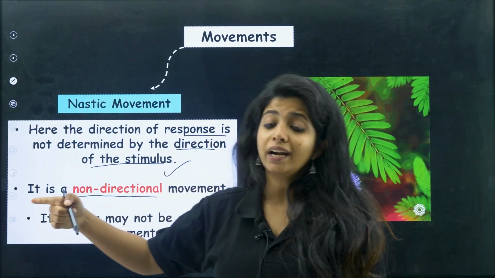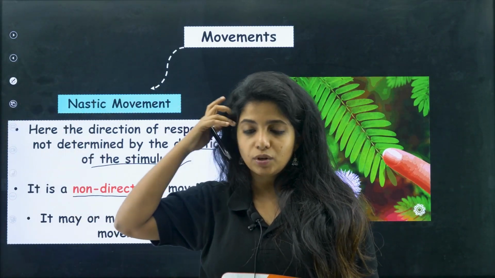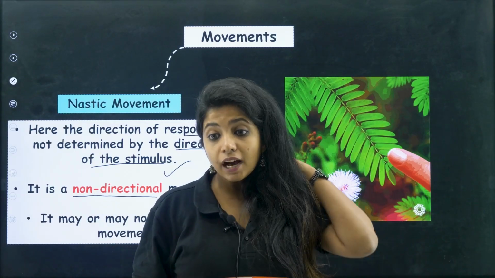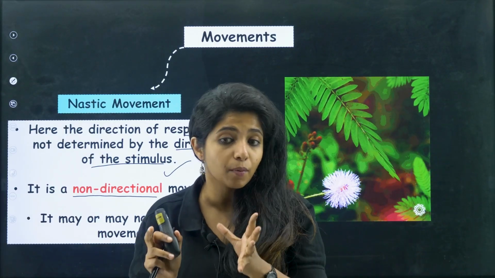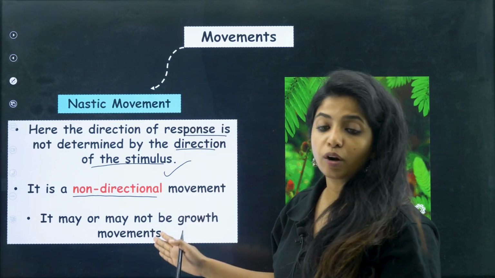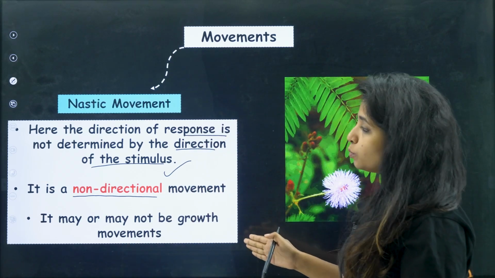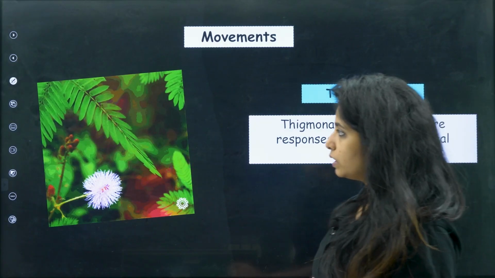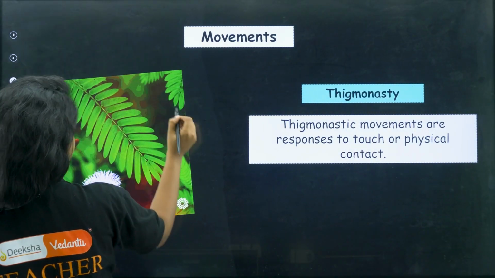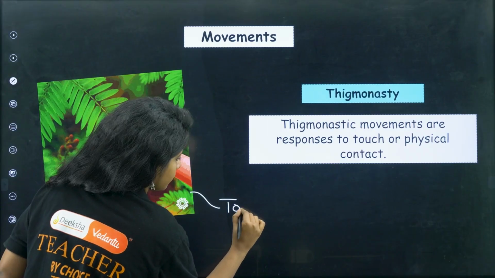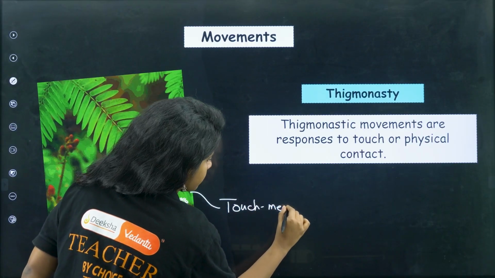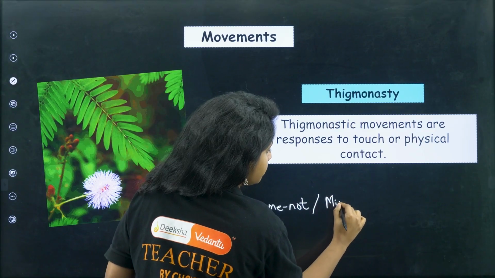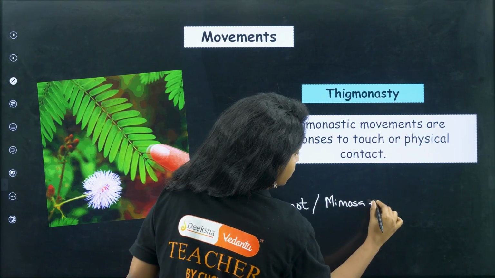In the case of tendrils, it is growing towards the stimulus. So usually, whenever we speak about tropic movements, they are growth movements. They deal with some amount of growth. Here, it may or may not be a growth movement. Now, Nastic movements are of different types. For example, the first one that you saw over here, what do you call this plant? You call this touch me not plant, or you also call it Mimosa pudica.